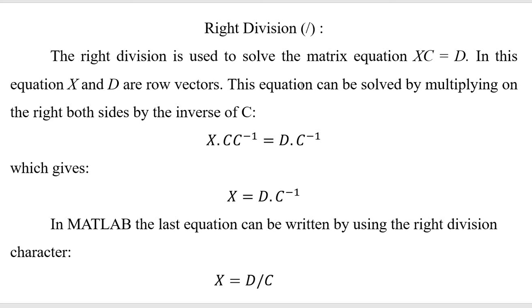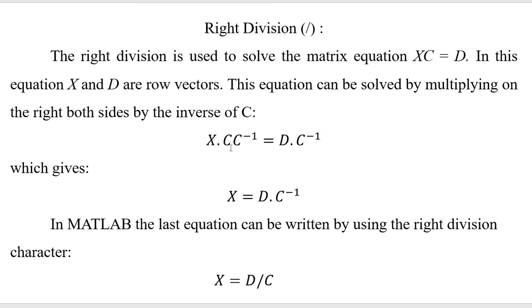This equation can be solved by multiplying on the right both sides by the inverse of c. The last one is left division, so we multiply the inverse with the left hand side, both sides of the equation. Here we are using right division, so therefore we multiply the inverse with the right of both sides.